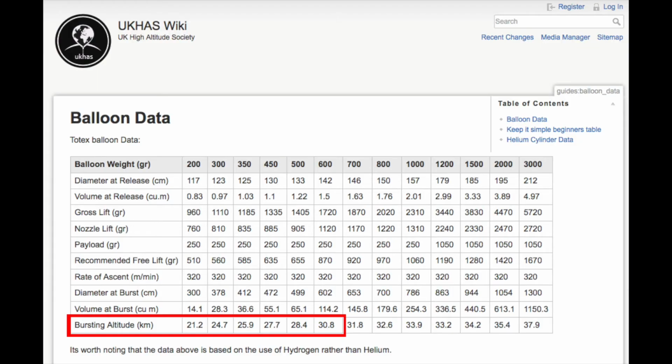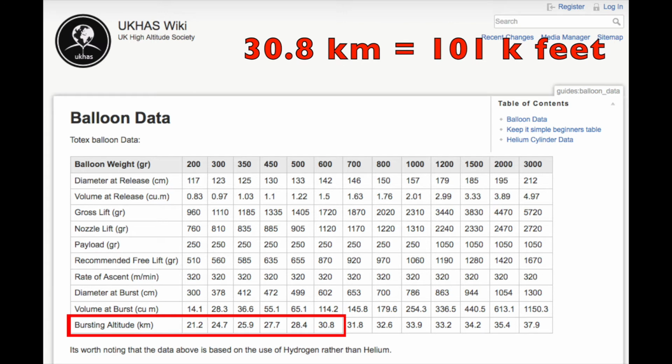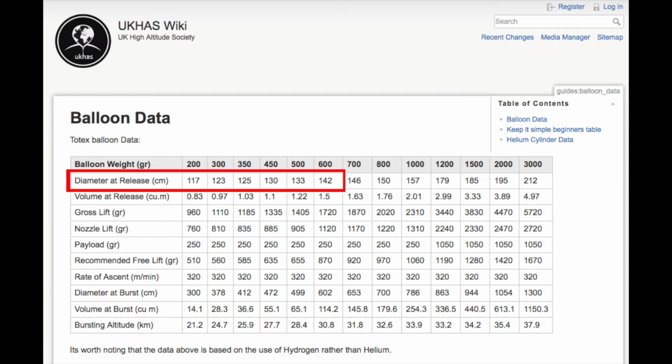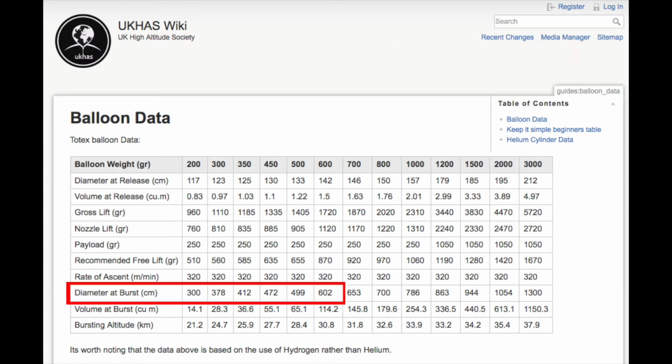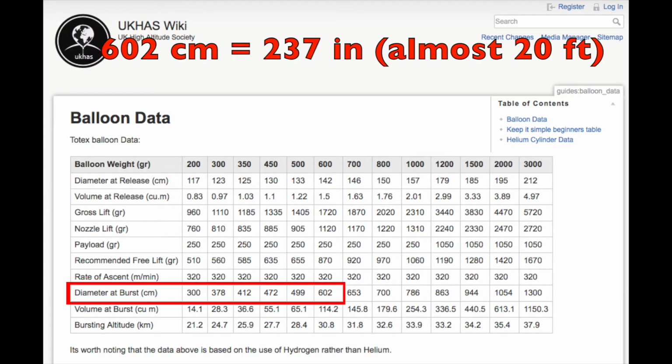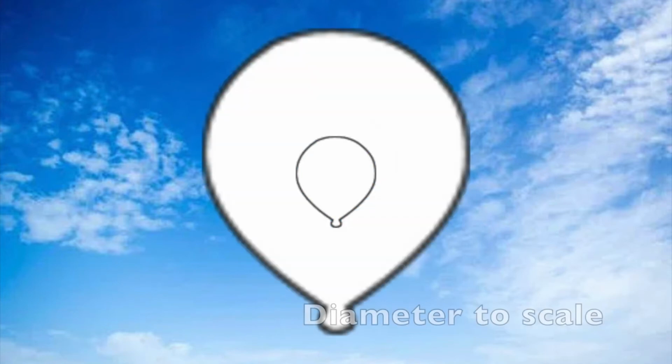For a targeted burst altitude of 30.8 kilometers, which is 101,000 feet, the diameter of the balloon on the ground will be approximately 142 centimeters, which is 55 inches or just under 6 feet. When it bursts, the diameter will be approximately 602 centimeters, which is 237 inches or just under 20 feet. So the balloon will expand from 6 feet to about 20 feet.